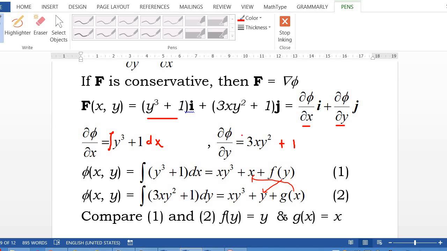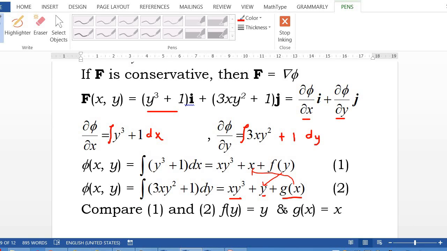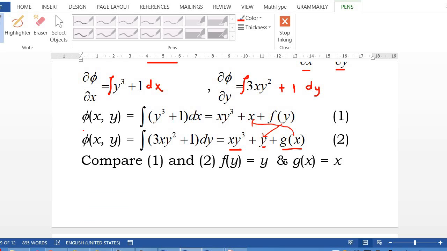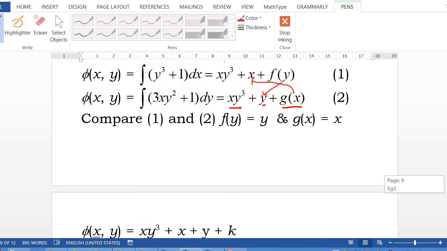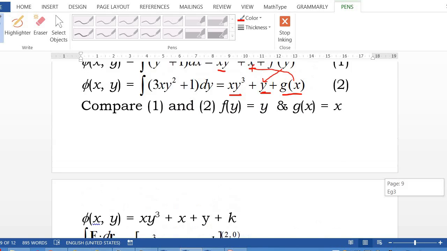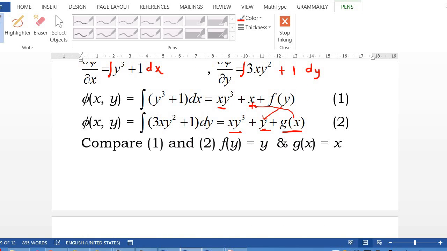To get phi, also from del phi del y, you can integrate this one with respect to y, where x is constant, that's why the constant is a function of g(x). So integrate with respect to y, you have 3xy cubed divided by 3, so xy cubed. Integrate 1 with respect to y, you have y. Compare equation 1 and 2 to get your phi. So phi(x, y), if you start from equation 1, you have xy cubed plus x, plus f(y), which refers to y, plus k. So xy cubed plus x, new term here, plus y, after that, plus k. If we start from equation 2, also xy cubed plus y, g(x) refers to x, so also xy cubed plus y plus x plus k.